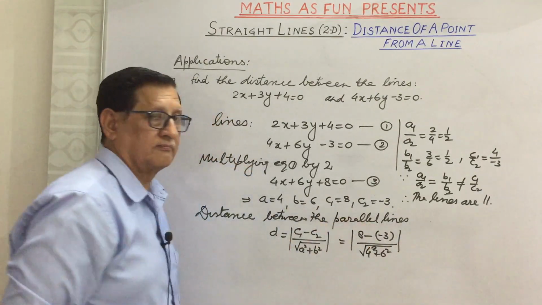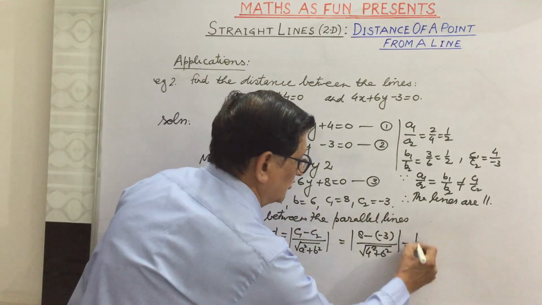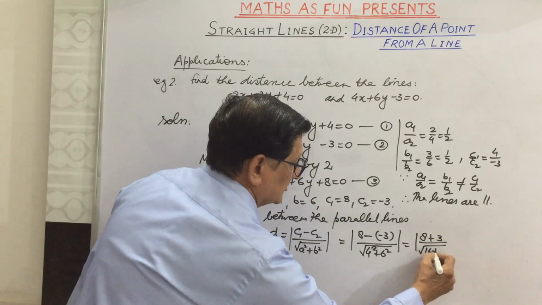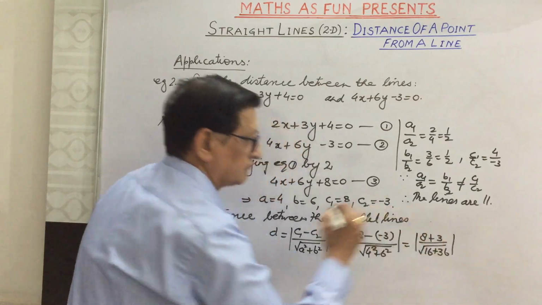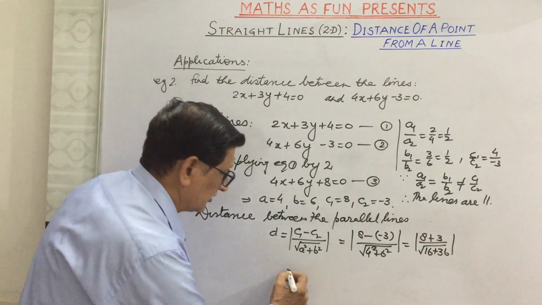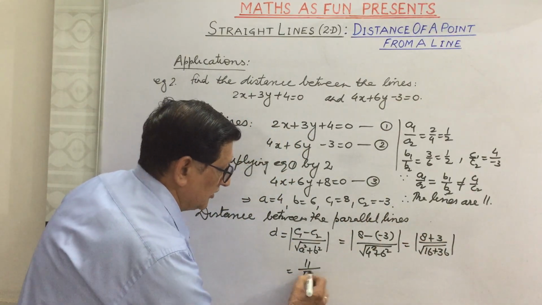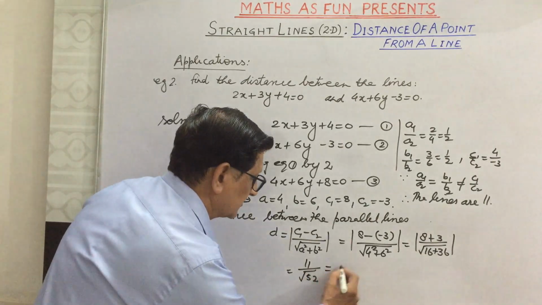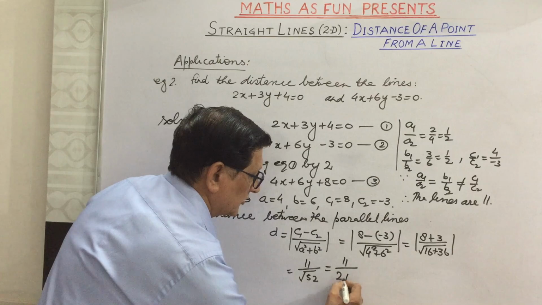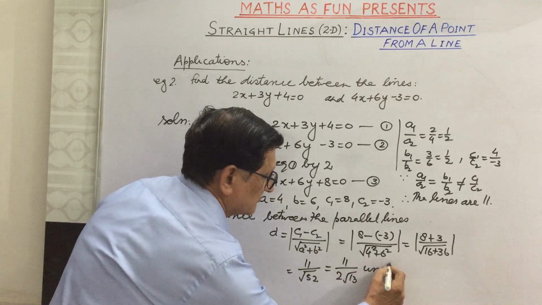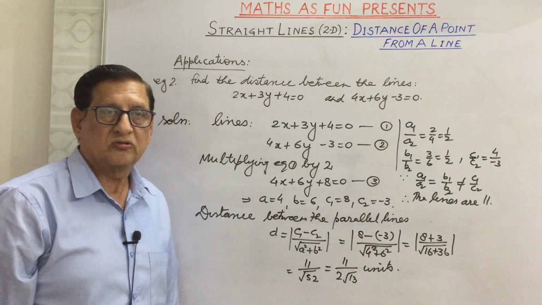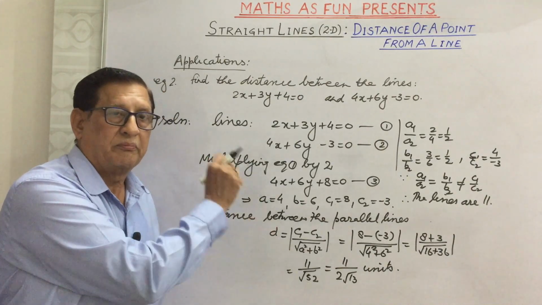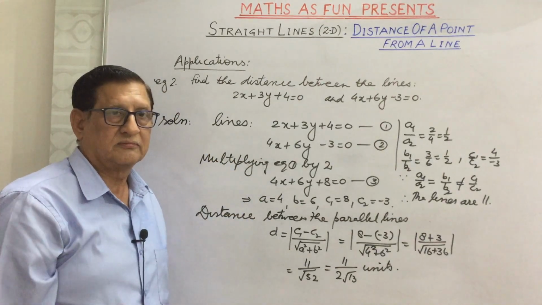square, which is equal to 8 plus 3 upon root of 16 plus 36. This is equal to 11 upon root of 52. We can also write this as 11 upon 2 root 13 units. So this is the way we can find out the distance between a pair of parallel lines.